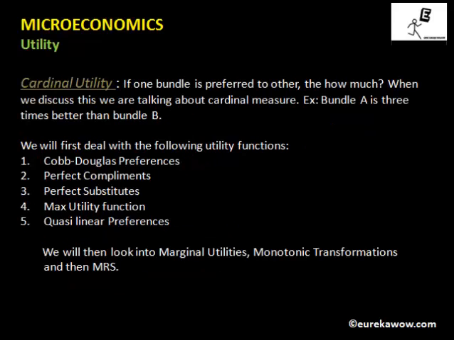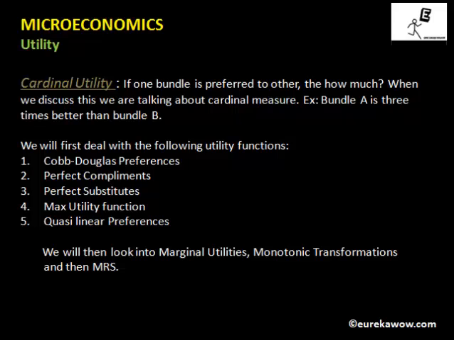Now talking about cardinal utility, if one bundle is preferred to another, then we ask ourselves by how much? So when we say that there are two bundles A and B and A is 3 times better than bundle B, then we are talking about the cardinal measure of utility, where we cannot assign random numbers to the utility because of the cardinal measure that is attached to the utility.